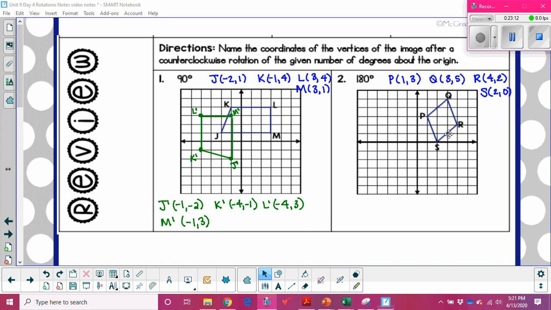Okay, now you're going to rotate PQRS 180 degrees about the origin. The thing with this, remember, is you're not going to switch the X and Y values. They're going to stay in the same order, but you do need to pay attention to what quadrant you're in so that you know what the signs for your coordinates are. Now you're going to be rotating 180 degrees, so that's like 90 twice. You're going to be moving 2 quadrants.